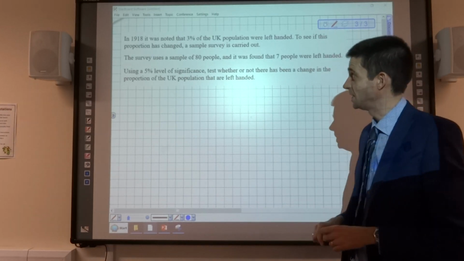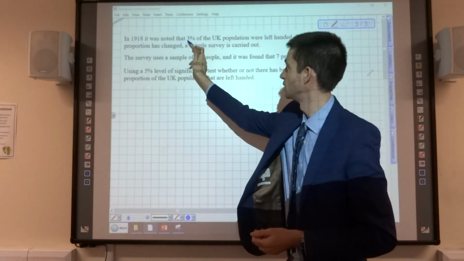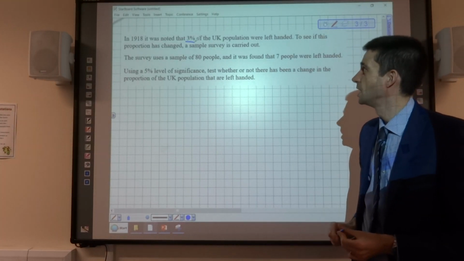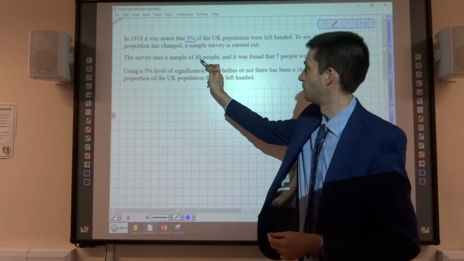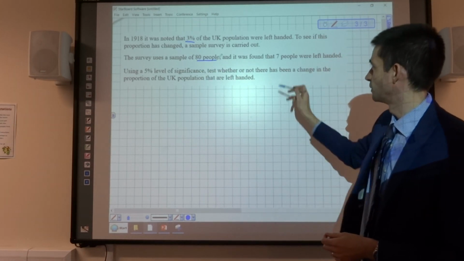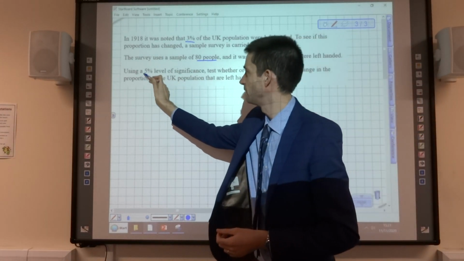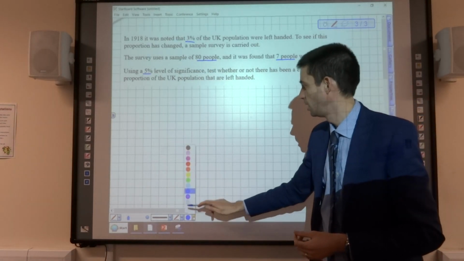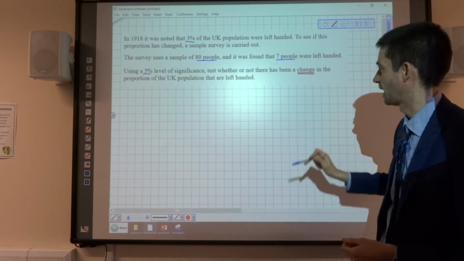In 1918 it was noted that 3% of the UK population were left-handed. To see if this proportion has changed, a sample survey is carried out. The survey uses a sample of 80 people, and it was found that 7 people were left-handed. Using a 5% level of significance, test whether or not there has been a change in the proportion of the UK population that are left-handed.